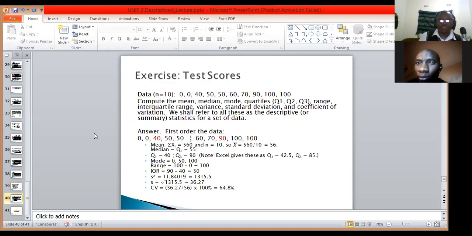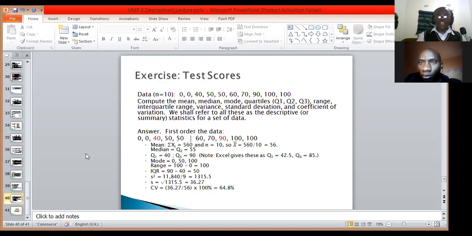Okay, so that's how we use the coefficient of variation. Here is another example where we are trying to calculate everything: the mean, the median, the lower quartile, the mode, the range, the interquartile range, the variance, the standard deviation, and the coefficient of variation. This is a good example as we are winding up this lecture.